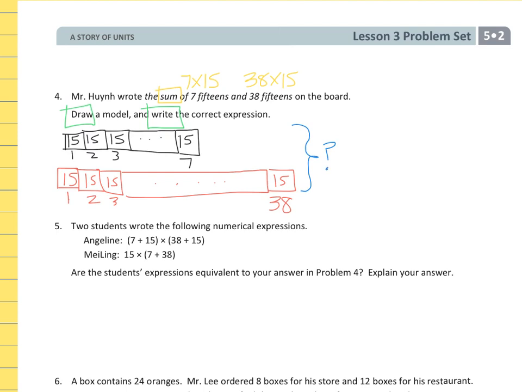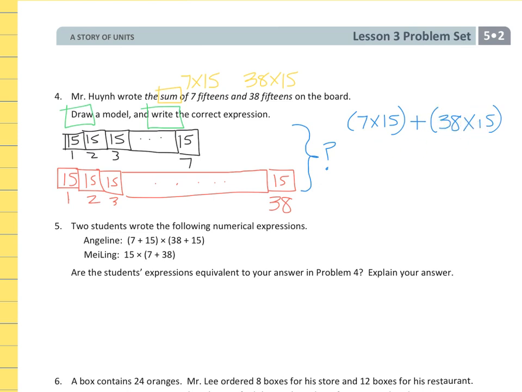So as our expression, we have a couple ways of doing it. We can say, okay, let's figure out what 7 times 15 is first. And then we would add the sum of the 38 15s. So we would then multiply 38 times 15, find the answer of that. So once again, multiplying 7 times 15, get an answer, multiply 38 15s, get an answer, and then add those together.